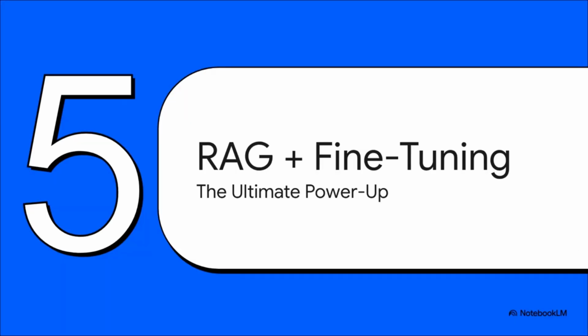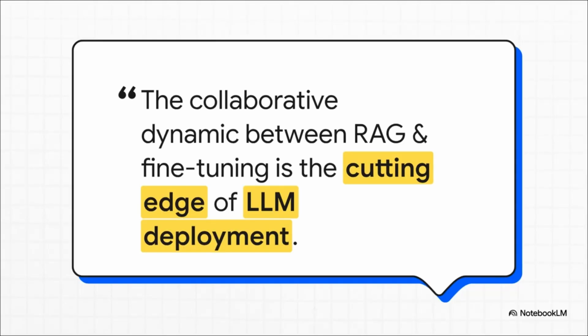But what if I told you that you don't have to choose? This is where things get really exciting. The most advanced, most powerful AI systems don't see this as an either-or choice. They get the librarian and the tutor to work together. When you combine these two, you create something amazing. You can fine-tune a model to have this deep, baked-in understanding of a subject, and then use RAG to give that expert model a live feed of real-time data. It's truly the best of both worlds. You get deep expertise combined with up-to-the-second knowledge.